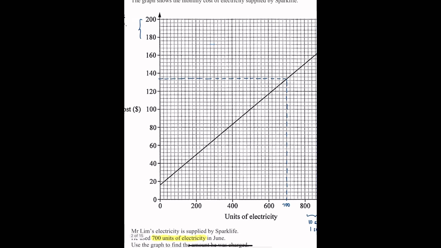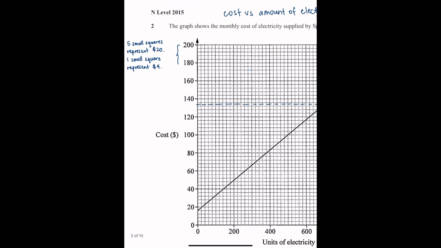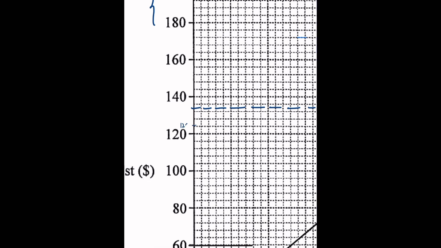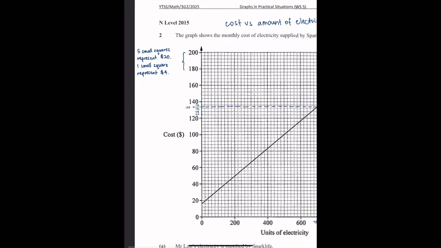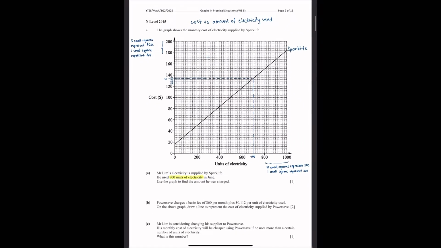Okay, right over here. So just now I mentioned that one small square represents $4 for the vertical axis. So 124, 128, 132, 136. So the dotted lines actually meet between 132 and 136, which is 134. Let me just put an arrow here. 134. So the answer for part A will be, from the graph, $134. Now let's read part B.